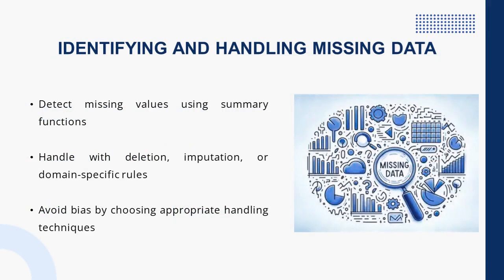Identifying and handling missing data. The first step in data cleaning is identifying missing values. We can detect them using summary functions in tools like Python or R. Missing values can be handled by deletion, imputation, or applying domain-specific rules. Choosing the right approach is important to avoid introducing bias into the dataset.